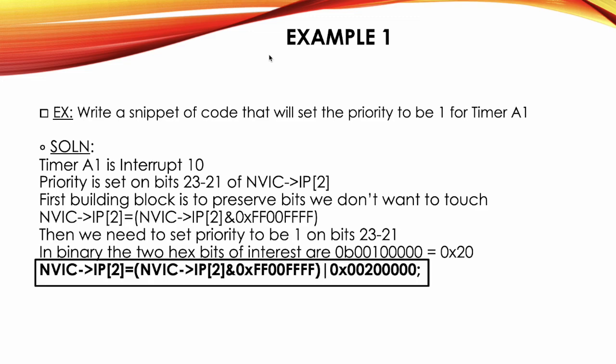So the final snippet of code is NVIC, then I point to IP2. It's equal to the existing value ANDed with Fs everywhere I don't want to mess up the bits, and then I just OR and set to get 1 for my priority by using that hex value there.